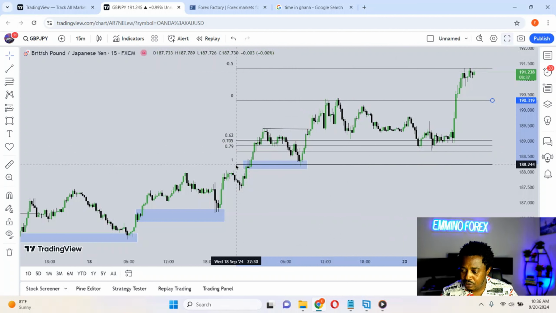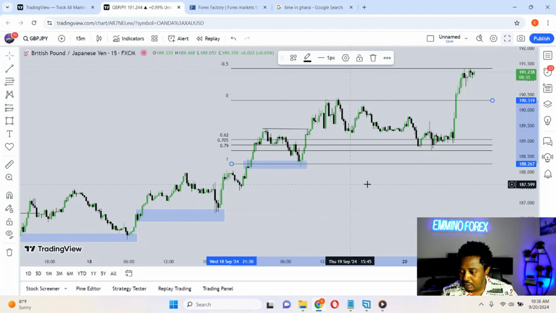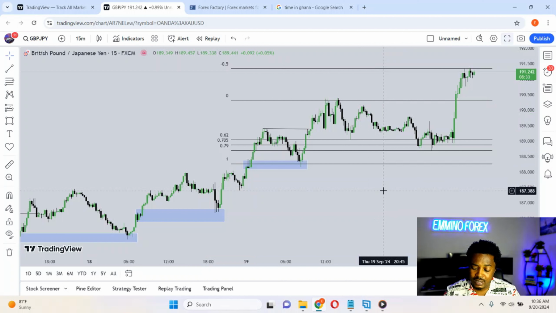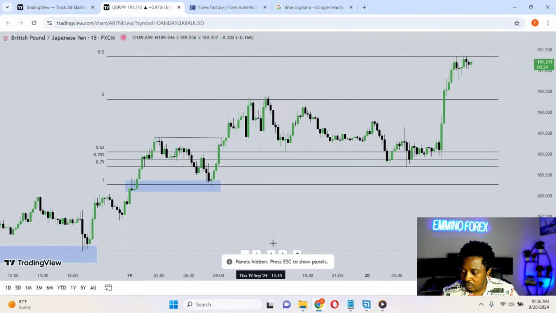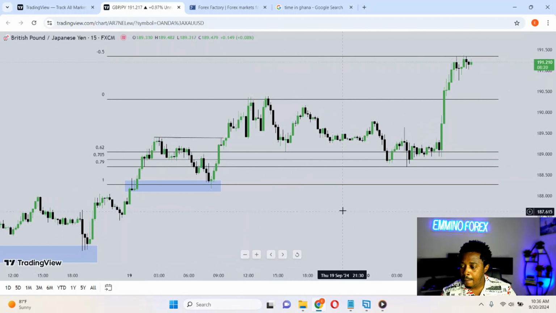I actually did not originate these fib settings. The first person I saw using these fib settings was ICT. So I'm going to leave it here on the screen. You can take a screenshot of my settings and replicate it on yours.